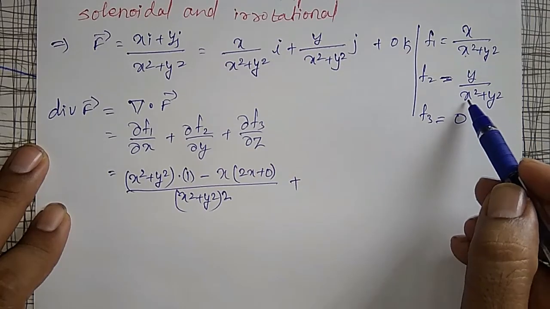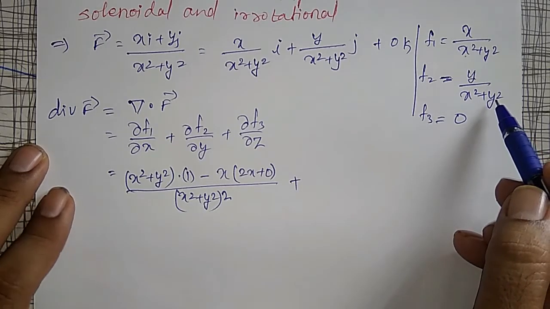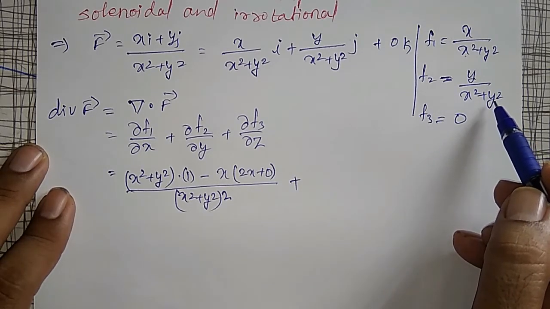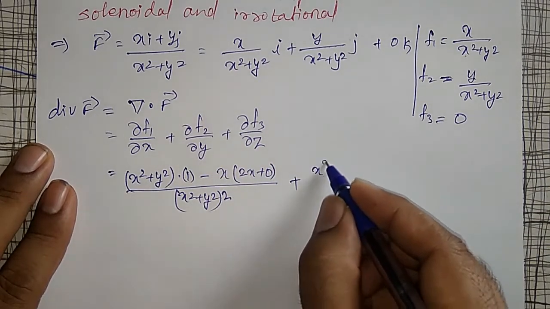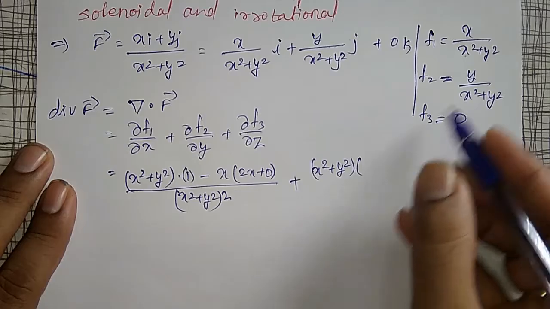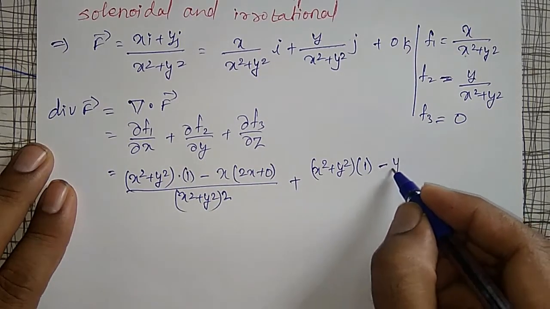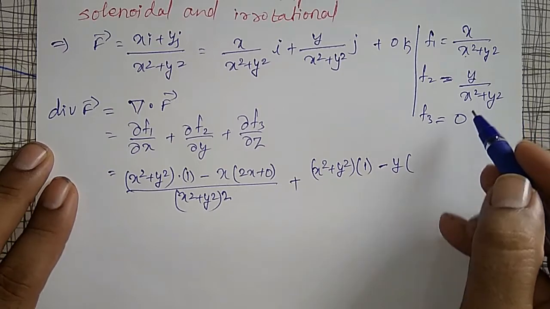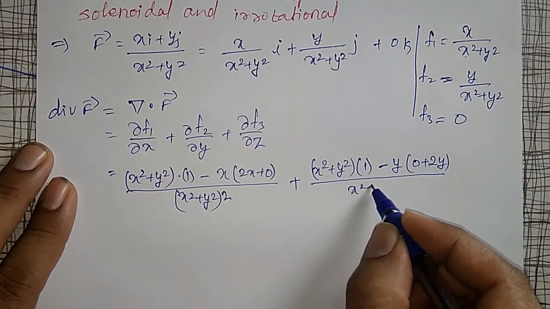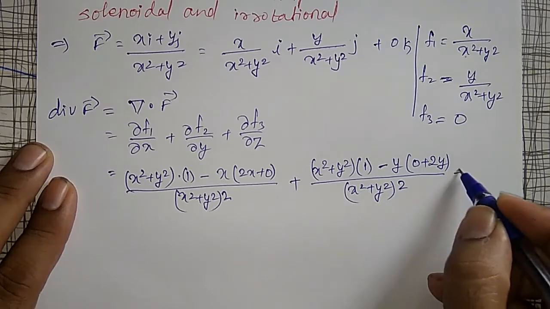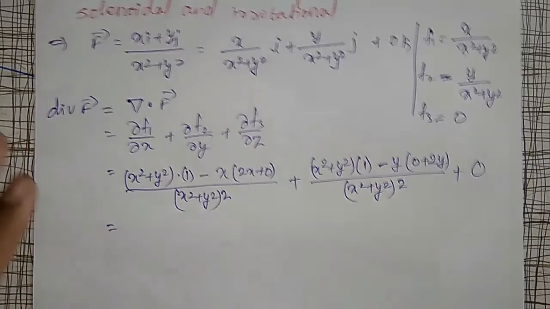and here f2 is y divided by x square plus y square. Again I have to differentiate partially with respect to y, both numerator and denominator containing y. Therefore, again I have to use the quotient rule, u by v rule. Therefore, (x square plus y square) into differential of numerator, which is 1 with respect to y, minus y into differential of denominator, which is 0 plus 2y, whole divided by (x square plus y square) the whole square, plus dou f3 by dou z, which is 0. Therefore, it is 0.